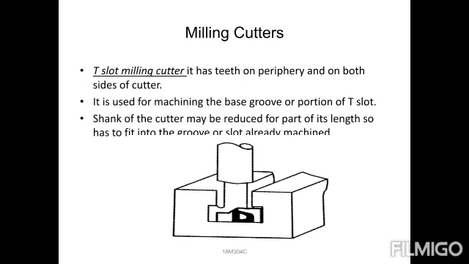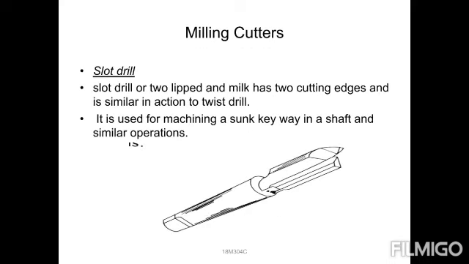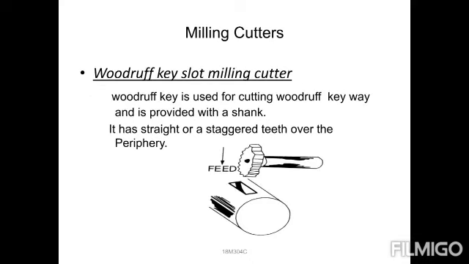Next are the T-slot cutters. The next cutter is the T-slot cutter, which has teeth on the periphery and on both sides. It is used for machining the base grooves or portions. The shank of the T-slot cutter may be reduced for part of its length so it has to fit into a groove or slot that is already machined. We use this type of T-slot cutter.